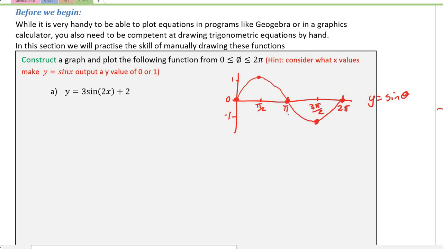What does this have to do with our question? Plot y equals 3 sine 2x plus 2. Well, all y equals 3 sine 2x plus 2 is, is we're taking a sine curve and we're stretching it, we're pulling it, we're moving it up and we're moving it around. Does that make sense? So we're going to start with this sine curve every time, and we're just going to do different things to it until we get it to being the same as that question over there.